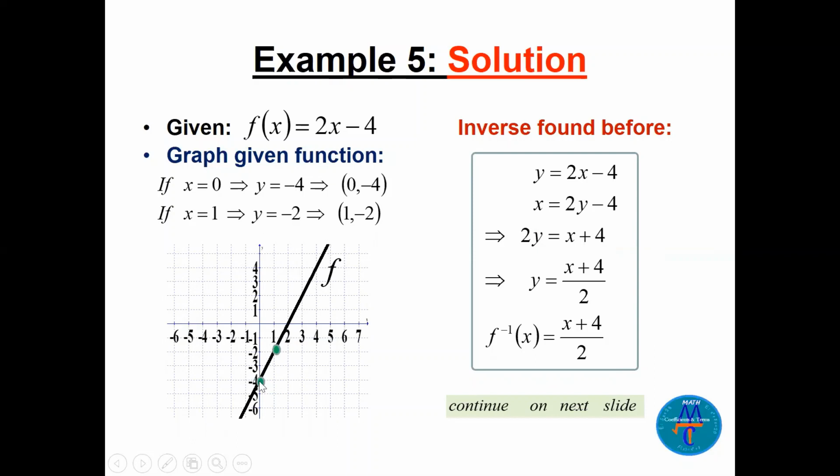So this is 2 points, that's f. See, it's 1 to 1. The inverse was found before. I will show it to you again here. y equals x minus 4. 4 steps, you get the inverse. Now let's continue on the next slide.